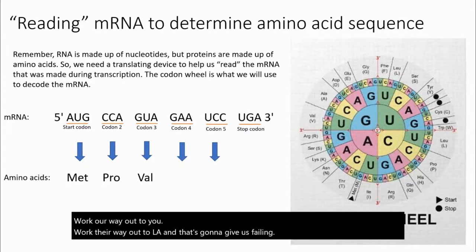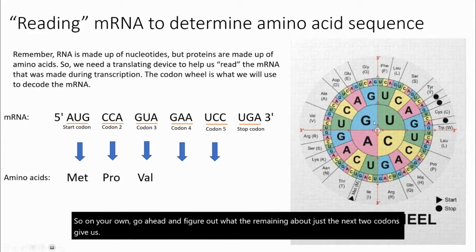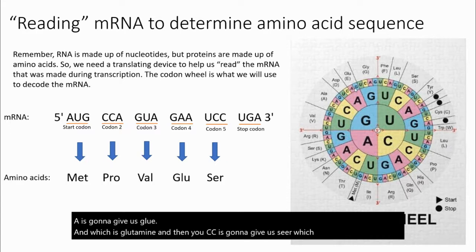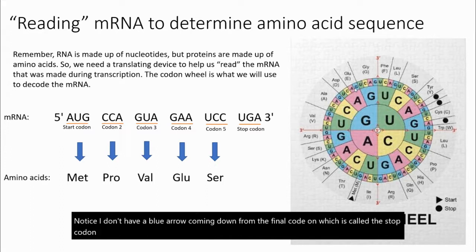So on your own, go ahead and figure out the next 2 codons. I'm going to move a little faster, but feel free to pause the video. So GAA is going to give us GLU, which is glutamine, and then UCC is going to give us SER, which is serine. Now, notice I don't have a blue arrow coming down from the final codon, which is called the stop codon, and that's UGA.